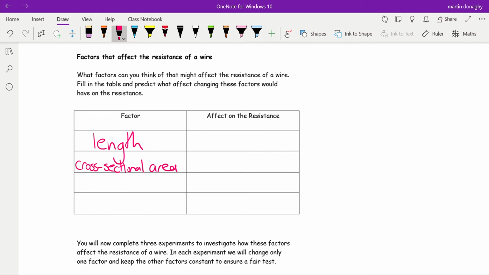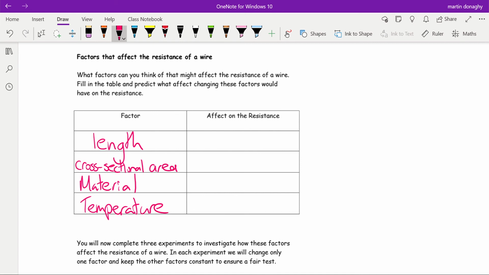The other thing we've got is the material that it's made from. So you should already know if we make something from wood or plastic, it's going to have very high resistance. If we make it from metal, it's going to be lower. But even different types of metals have different resistances. And the last thing we could change is the temperature.